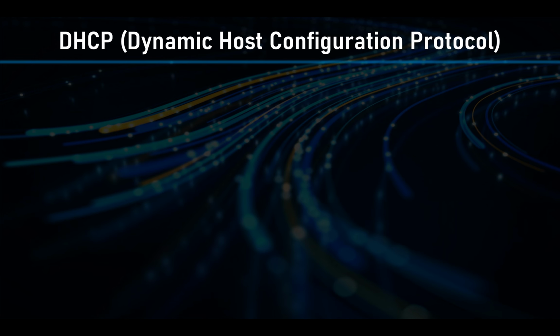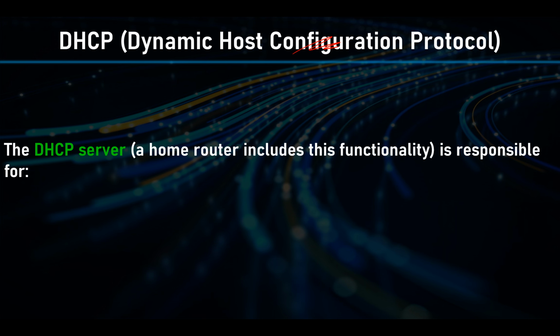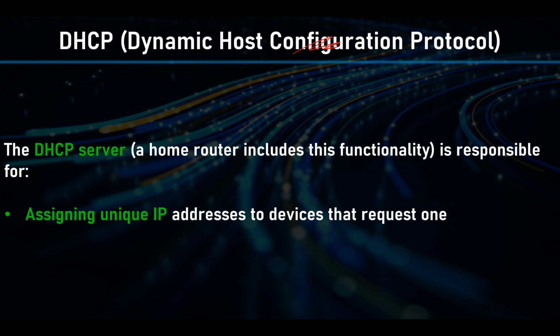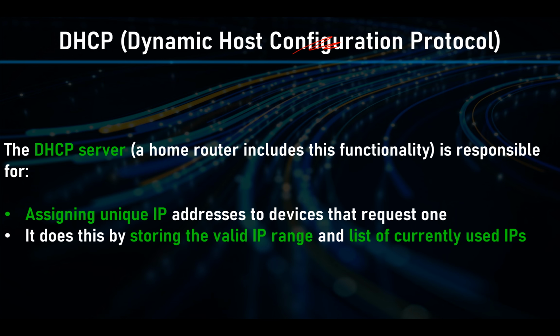So if we look at DHCP, Dynamic Host Configuration Protocol, maybe I called it control somewhere else, but it's actually configuration. Although to be honest, in the exam you're not really going to need to remember the name. The DHCP server, again, is built into the home router. It is responsible for, one, assigning a unique IP address to devices that request one, for example when a device is turned on or when it enters a new network. It does this by storing the valid IP range and a list of currently used IPs.